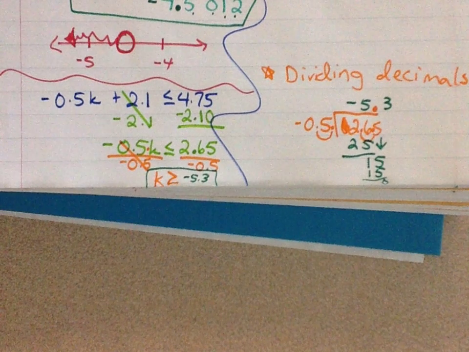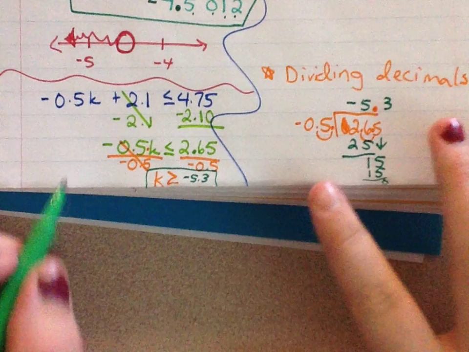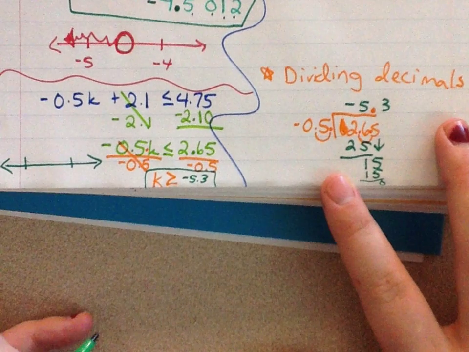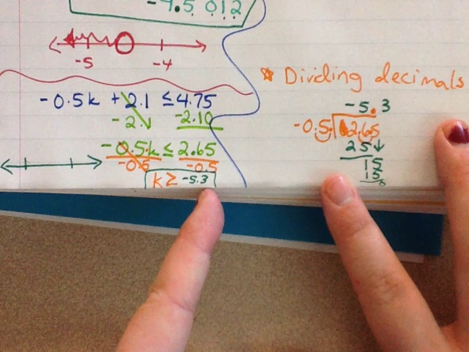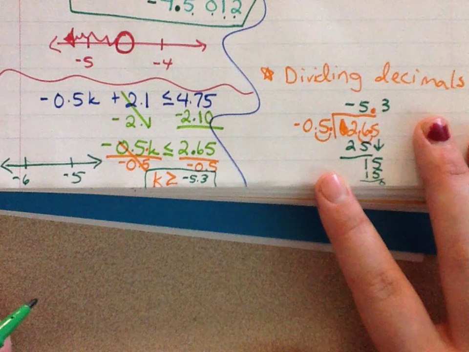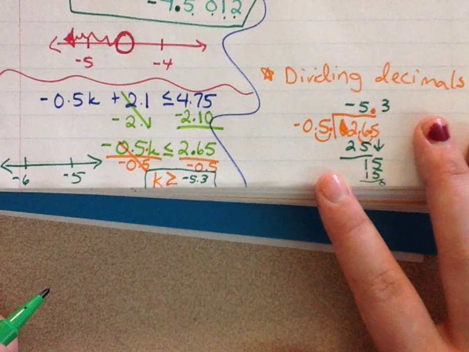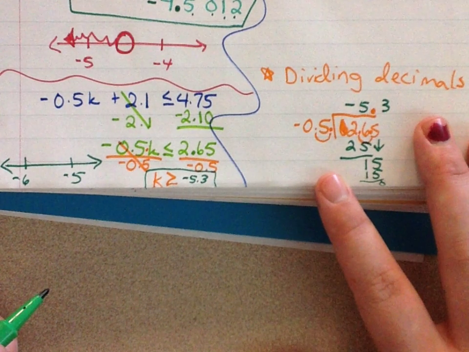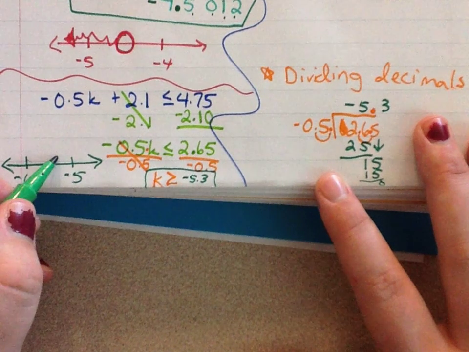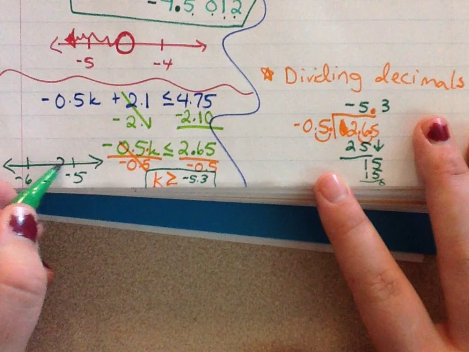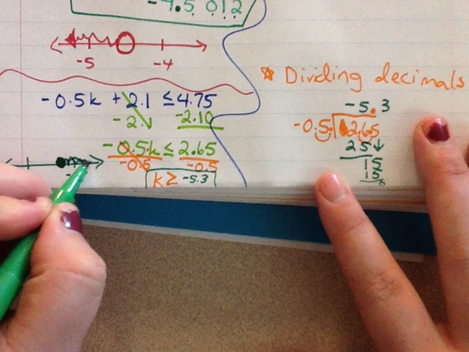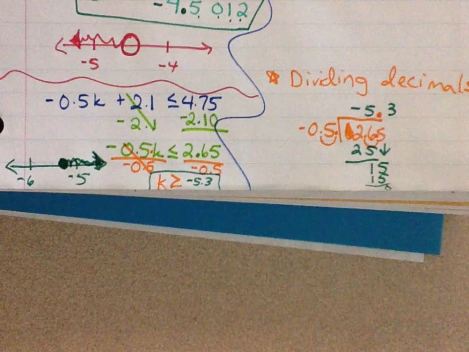Now I have to graph it. Which numbers is this in between? It's negative, so negative 5 and negative 6. Is it closer to 5 or closer to 6? It's closer to negative 5 because it's only 5.3, so I'm going to draw it closer. Closed or open? Closed. In which direction is this arrow pointing? To the right, because we had to flip our sign when we multiplied or divided by a negative.